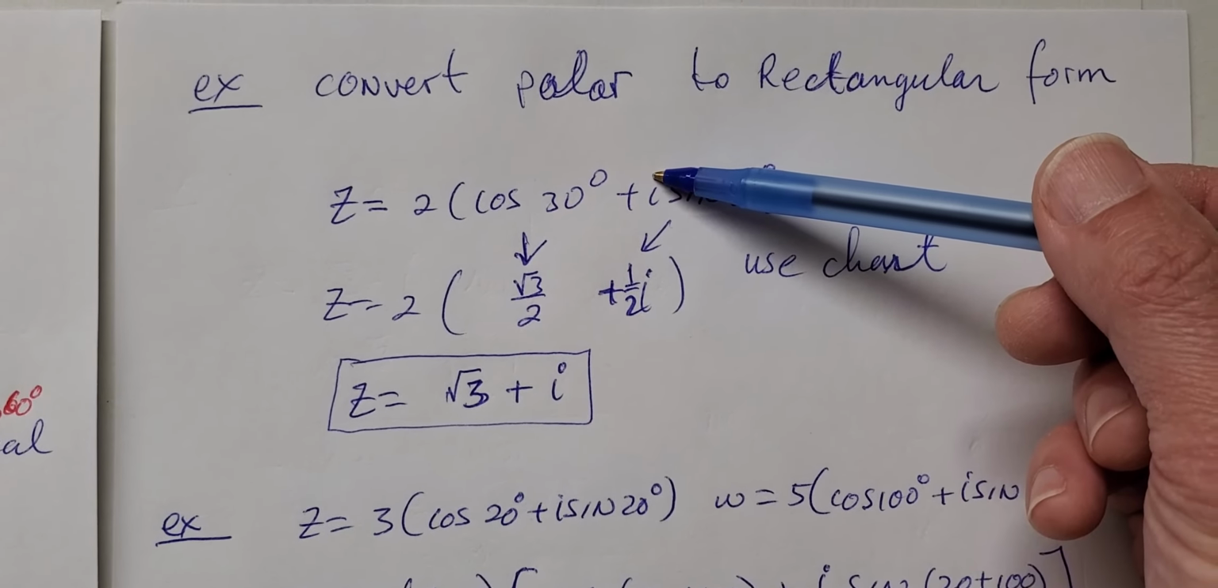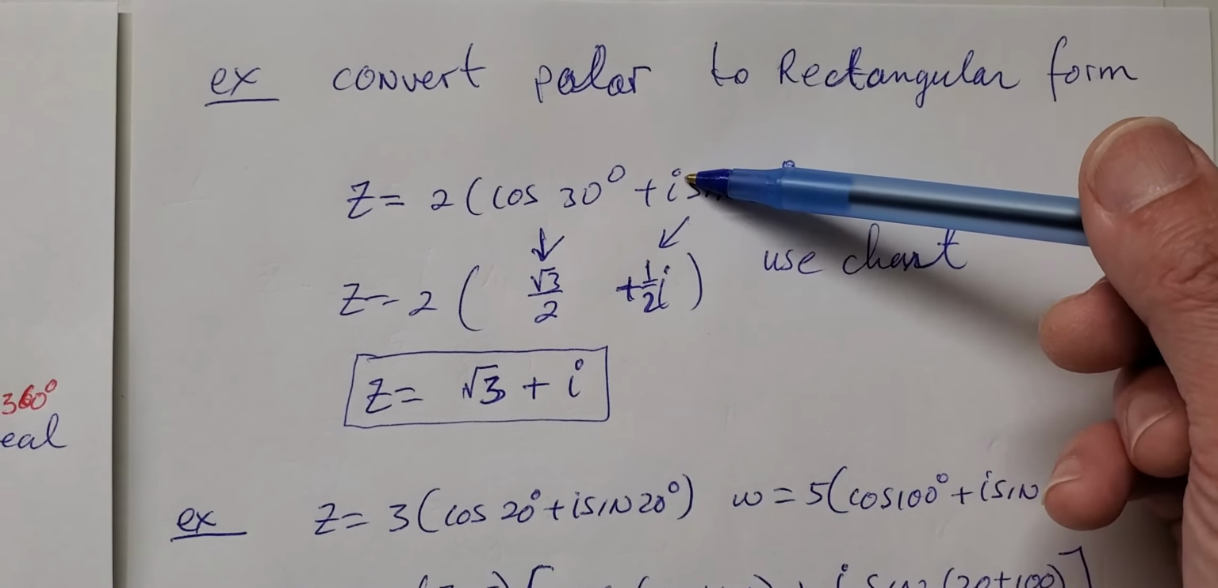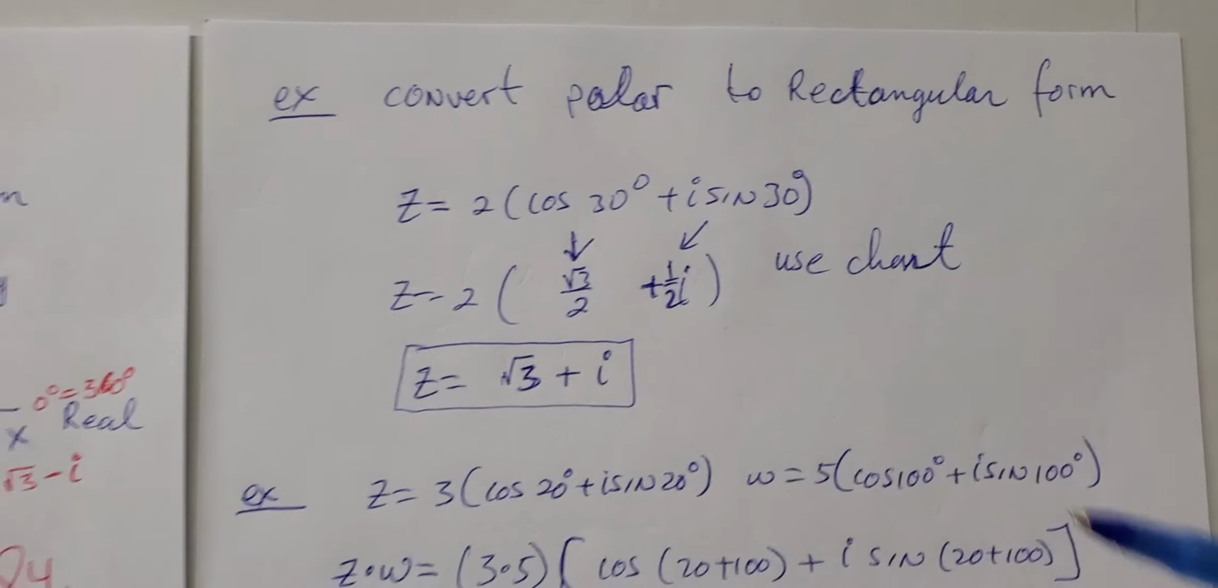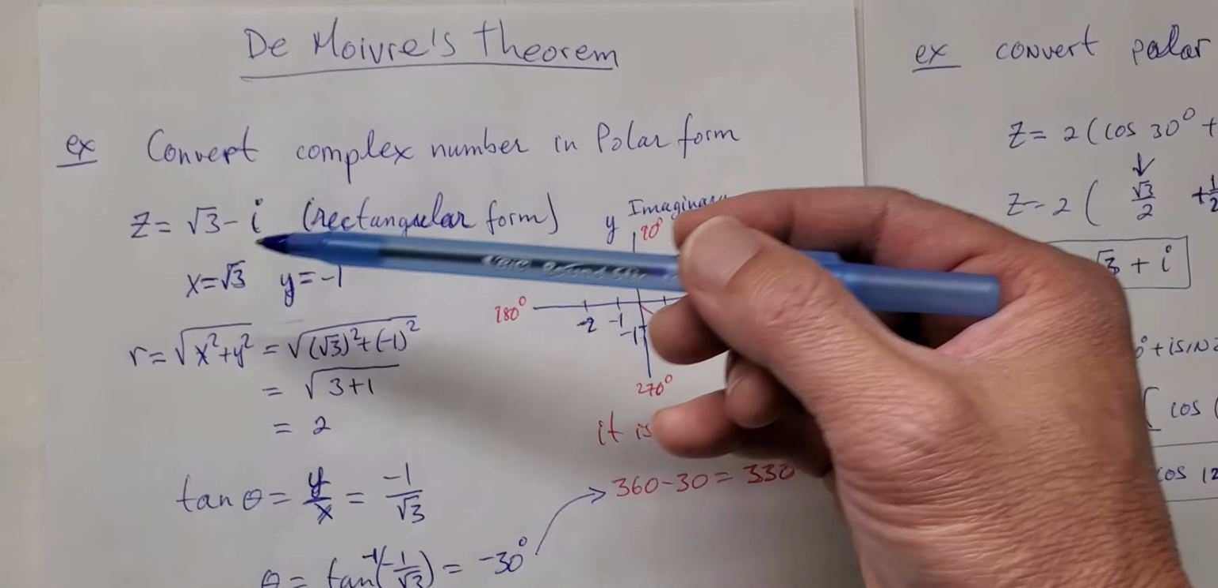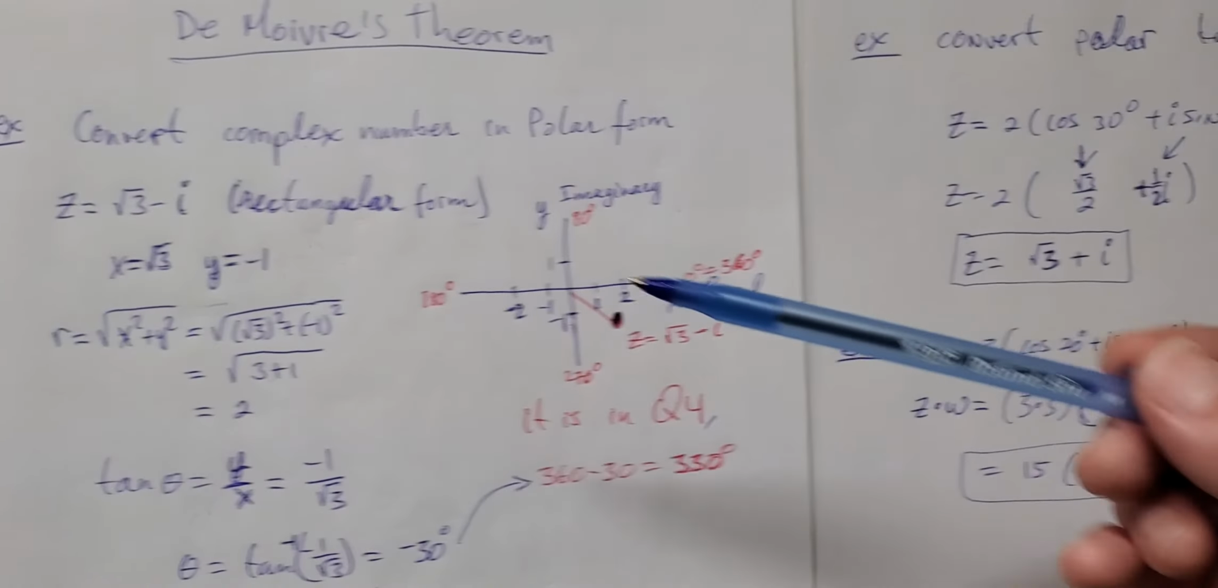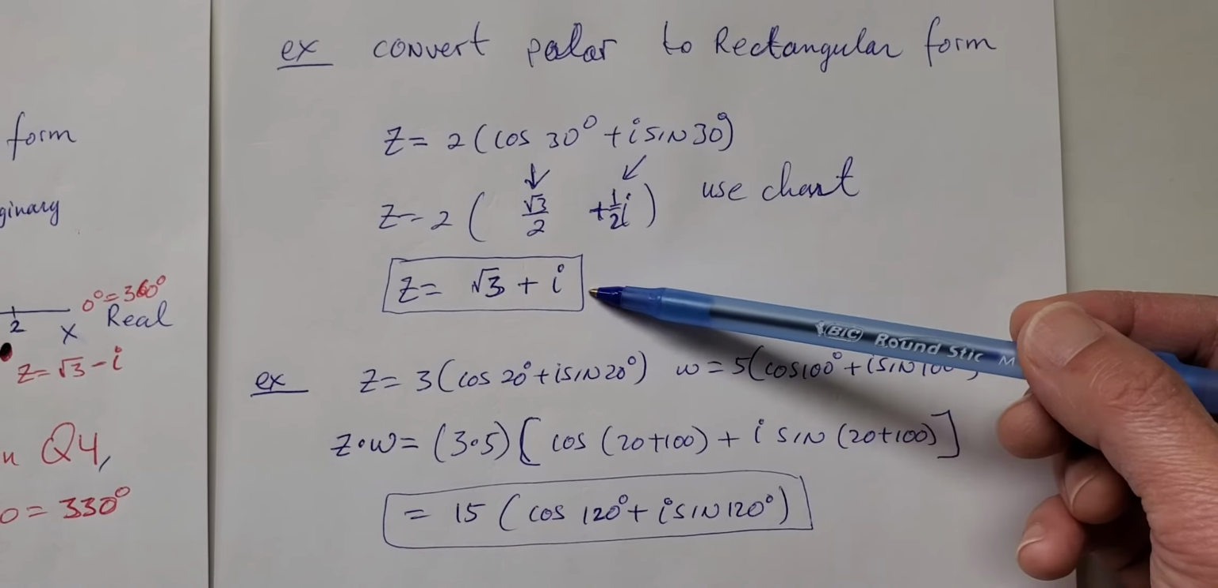This is the answer for polar form. Complex polar form, rectangular form for complex. So that is the reverse. This example is for rectangular to polar. This is polar to rectangular.